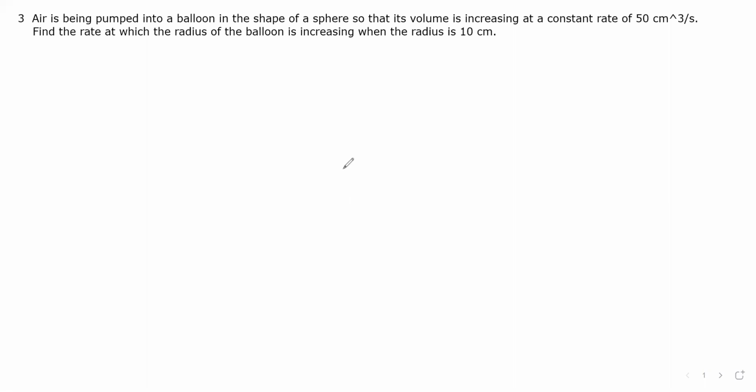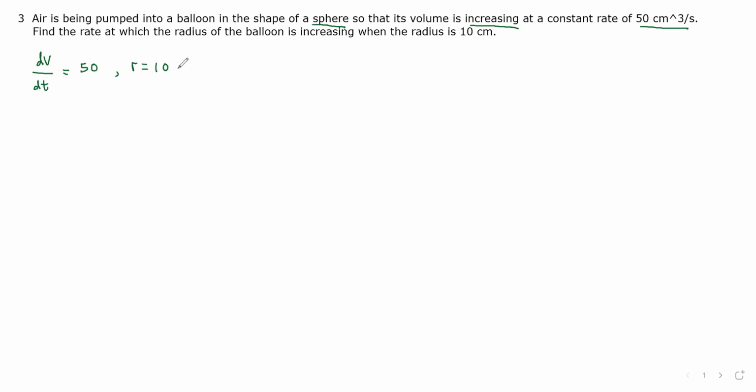Question 3. Air is being pumped into a balloon in the shape of a sphere so that its volume is increasing at a constant rate of 50 cubic centimeters per second. We deduce that the rate of change of the volume, since it is increasing, is positive 50. Find the rate at which the radius of the balloon is increasing when the radius is 10.